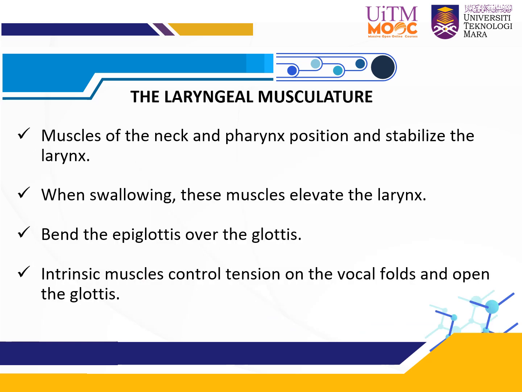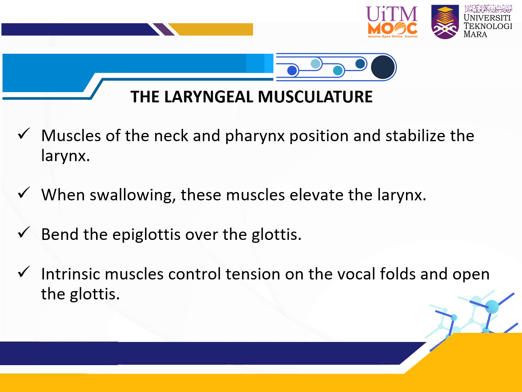Now a little bit on the laryngeal musculature. Musculature comes from the word muscular or muscles. So there are muscles that help the larynx to stabilize. Okay, the muscles of the neck and the pharynx will position and stabilize the larynx. And when swallowing, these muscles elevate the larynx, meaning it helps to bring up the larynx, and it bends the epiglottis over the glottis. So what does it mean? The epiglottis is helping to close the area so that when you eat, you will not swallow the food into your trachea, but it goes into your esophagus.